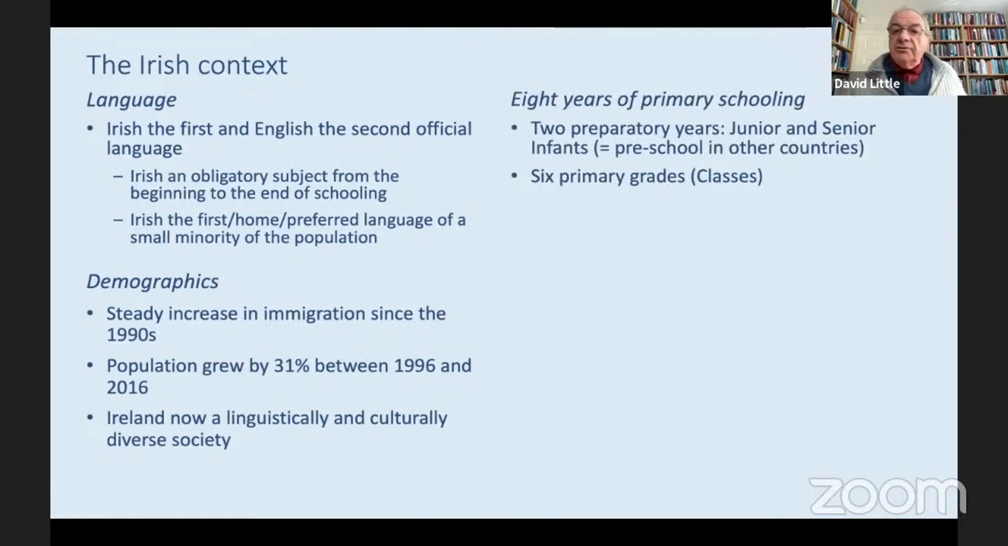In Ireland, we have 8 years of primary school. There are 2 preparatory years that we call junior and senior infants, and they correspond to preschool, kindergarten, and so on in other countries. And then we have 6 primary grades, which we call classes: 1st, 2nd, 3rd, 4th, 5th, and 6th class.